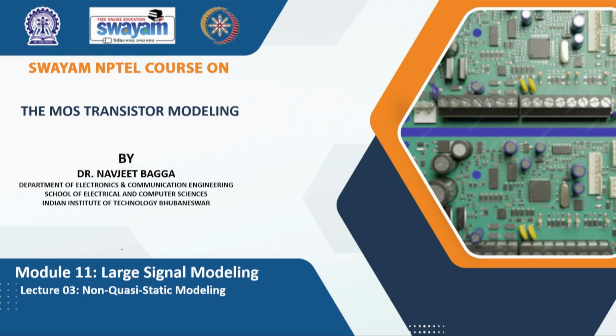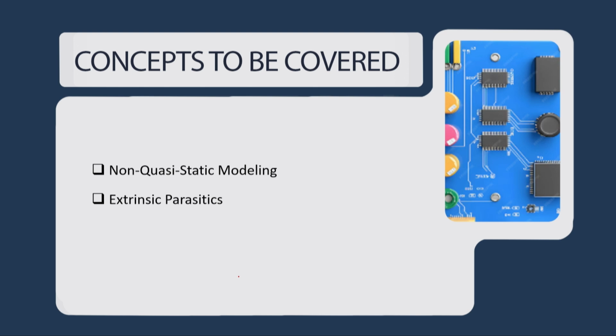We are in module 11, lecture number 3, non-quasi-static modeling. In this lecture, we will discuss non-quasi-static modeling. From the fundamental point of view, what is non-quasi-static operation, and how can we model our MOSFET in non-quasi-static operation by preserving the quasi-static modeling we have done so far? We will also see the extrinsic parasitics which govern the overall operation of the MOSFET.